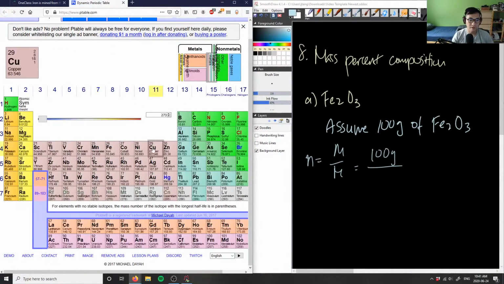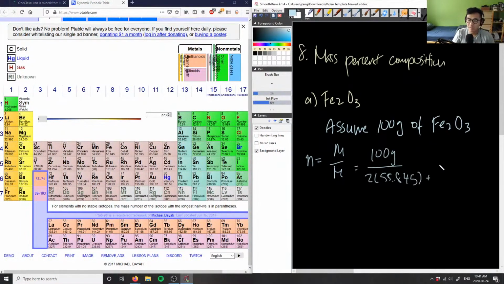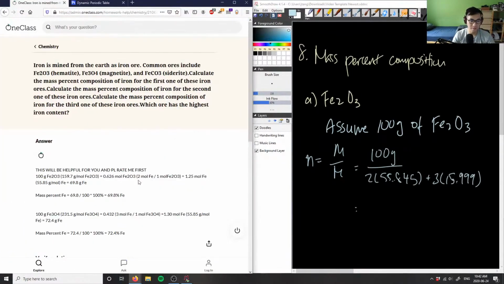So for Fe2O3, I have Fe, which is here, 55.845, multiplied by 2 because we have 2 irons. So we have 2 times 55.845 plus 3 oxygens, which is 3 times 15.999, since oxygen is here. Then we can calculate that with a calculator: 100 divided by 2 times 55.845 plus 3 times 15.999. We're going to get a value of 0.626.